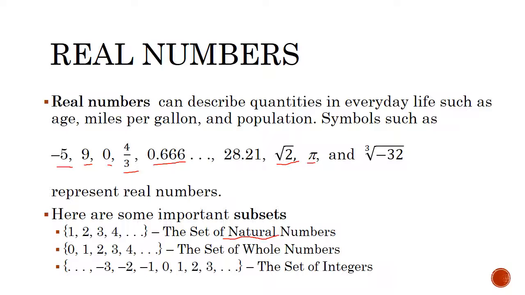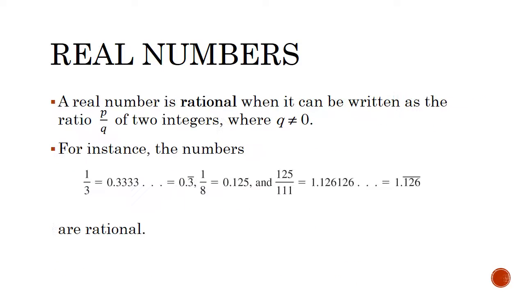When you throw 0 in, right here, you now have the set of whole numbers. Nothing's changed except you've added in 0. Then we throw in negatives. Now we still don't have fractions yet or decimals, but when we put the negatives in there, that is called the set of integers. The next subset of the real number system would be rational numbers.